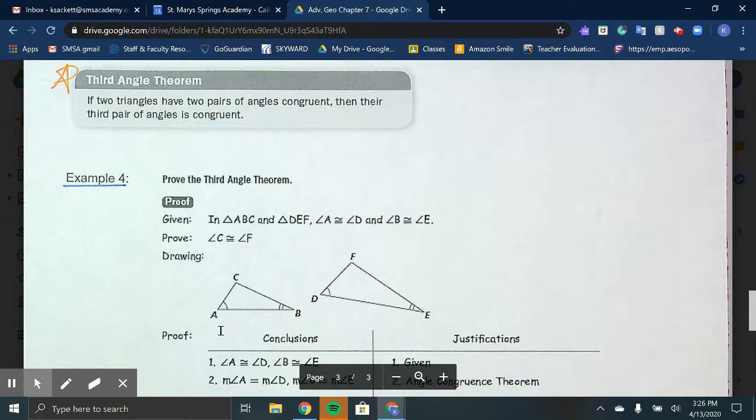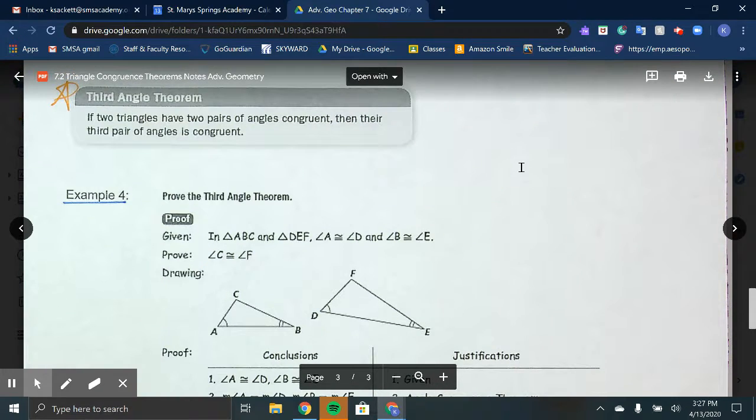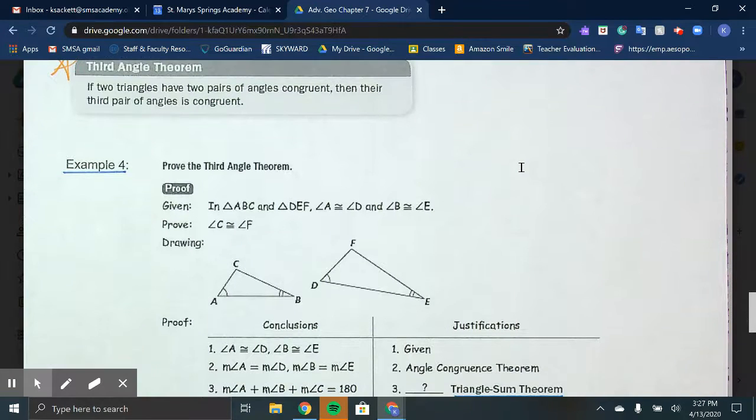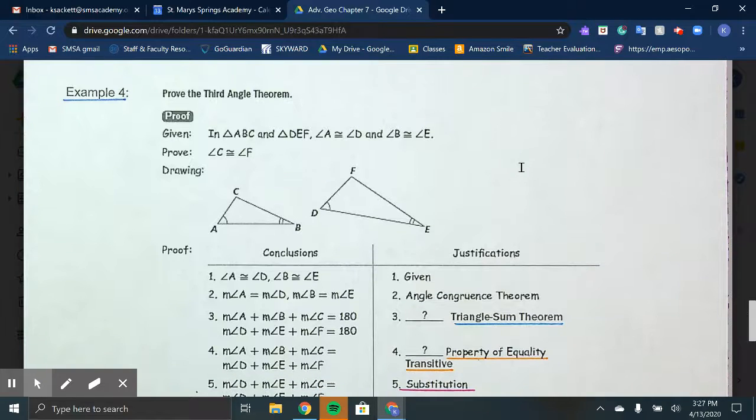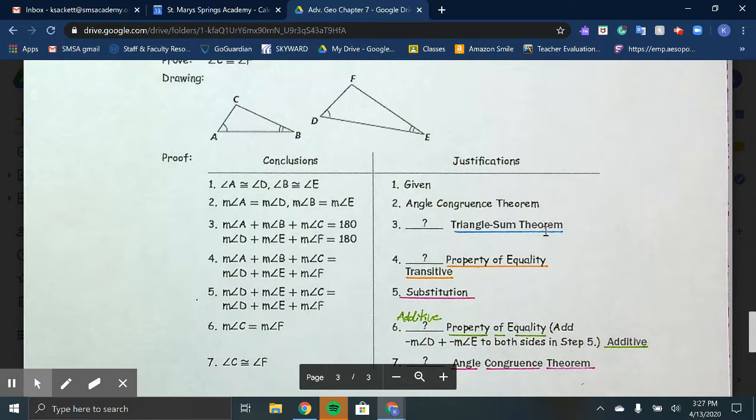And then the last theorem we're looking at today is the third angle theorem. Third angle theorem states if two triangles have two pairs of congruent angles, then that third pair of angles is congruent. So if we know two pairs of congruent angles, then the theorem allows us to say that third pair has to be congruent. So a proof of the third angle theorem is our final example. It's already filled in for you. Just had to highlight or underline some of the pieces.